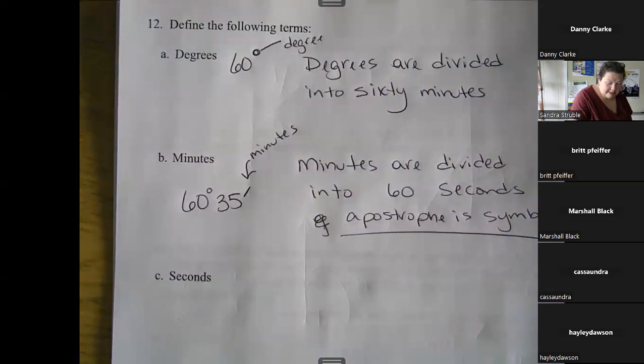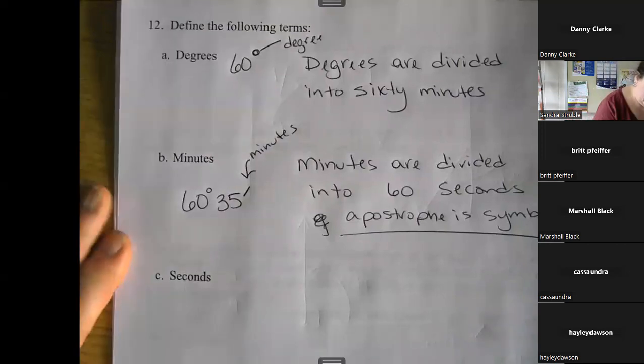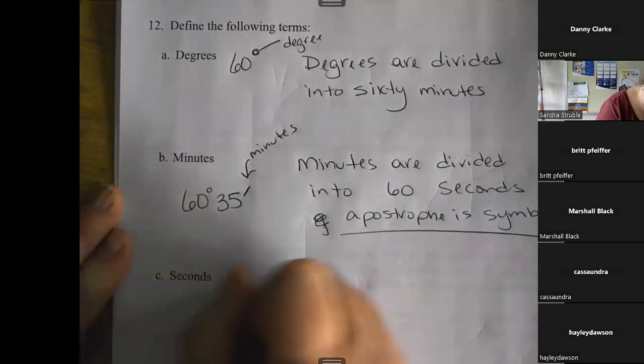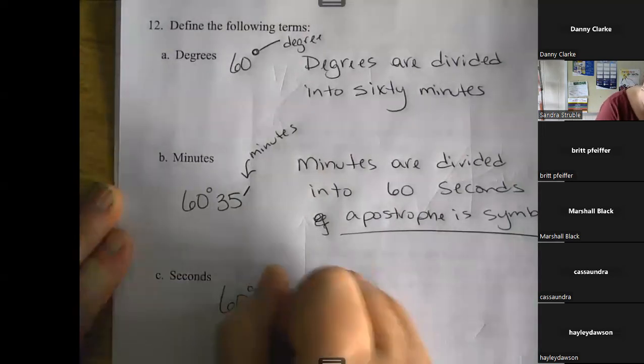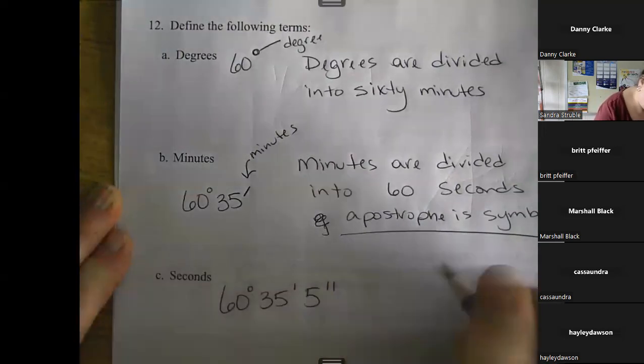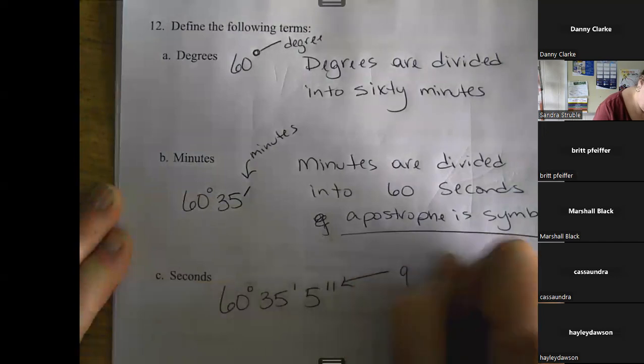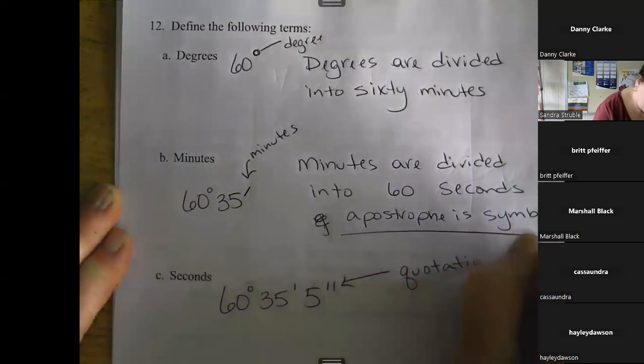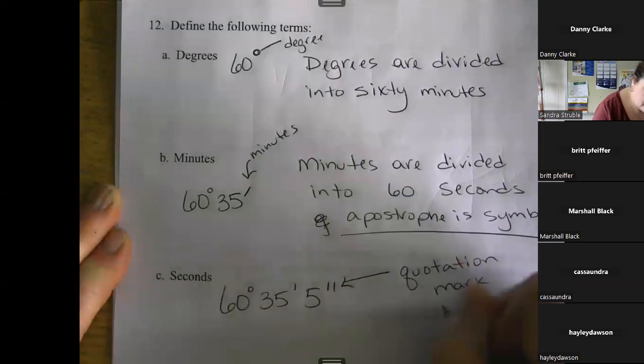And the last one is just seconds. That's the smallest terminology we're going to use in this class. So we've got degrees. The degrees are broken down into 60 minutes. Each of those minutes is broken down into seconds. Seconds are represented by a quotation mark. So if we've got 60 degrees, 35 minutes, and we'll say 5 seconds, the quotation mark represents seconds.